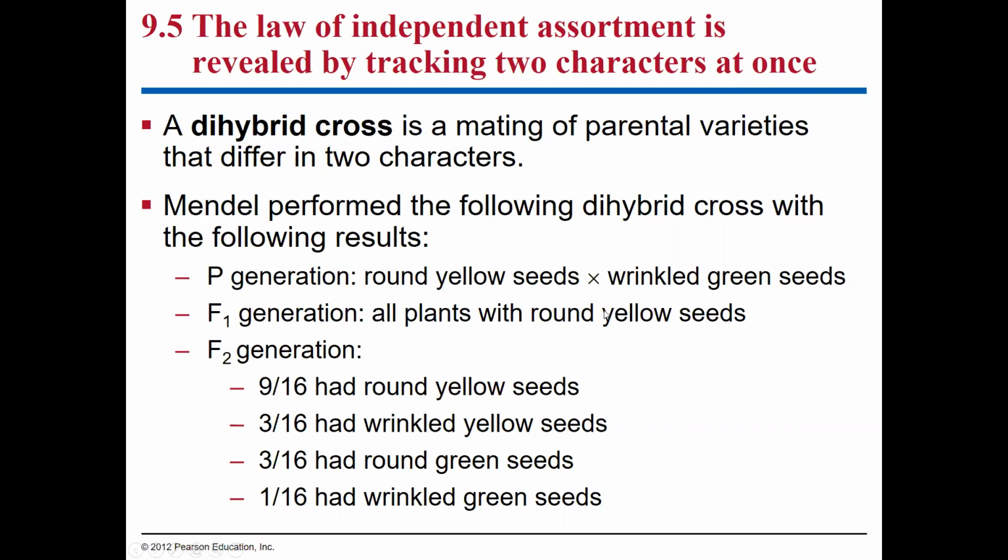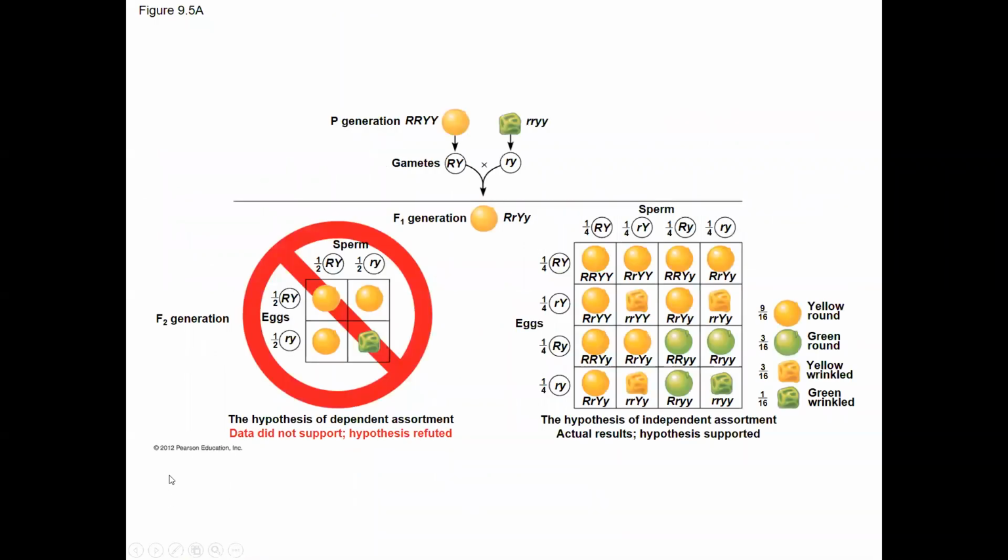He had a P generation with round yellow seeds and wrinkled green seeds. Then the F1 generation had all plants with round yellow seeds. And then an F2 generation had a combination of traits that were not seen in the parental generation. And so this is how Mendel tested this concept. He had two parental plants, two parental characteristics, looking at two separate characteristics of each, the shape and the color.